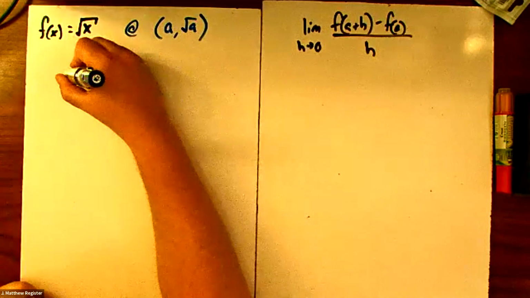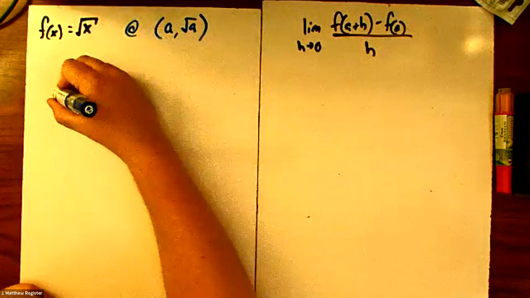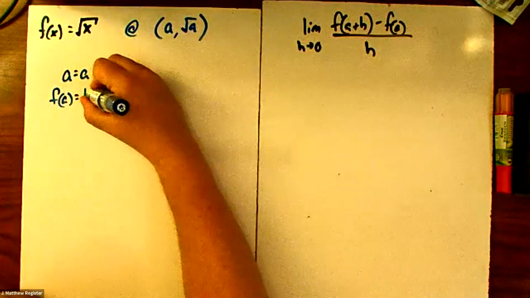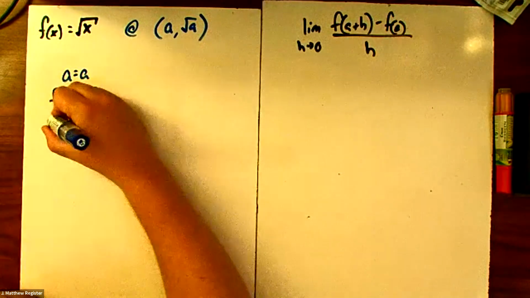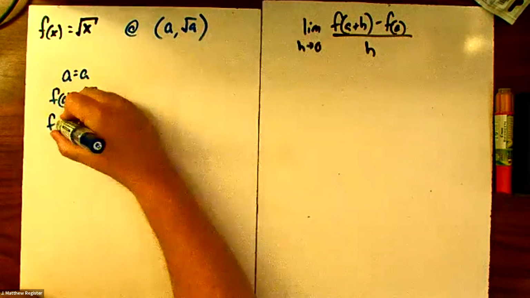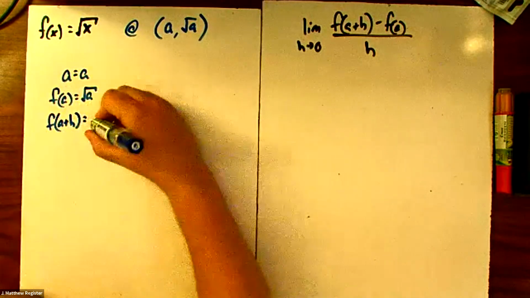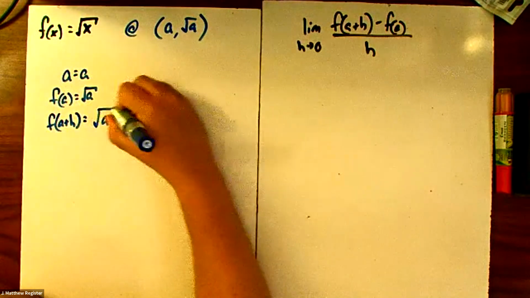Well, then we know that our a value is just equal to a. Our f of a is equal to the square root of a. And then our f of a plus h, which is the last thing we need, is going to be equal to the square root of a plus h.